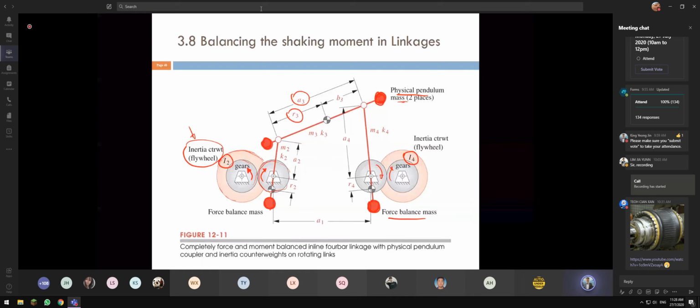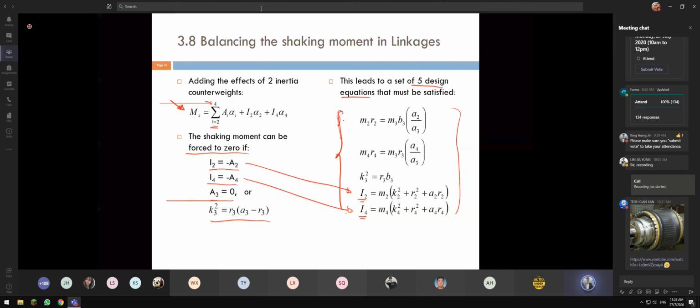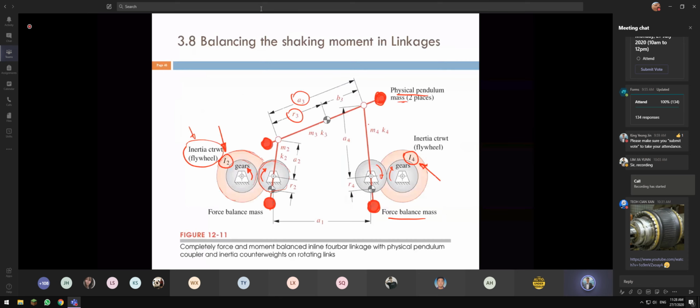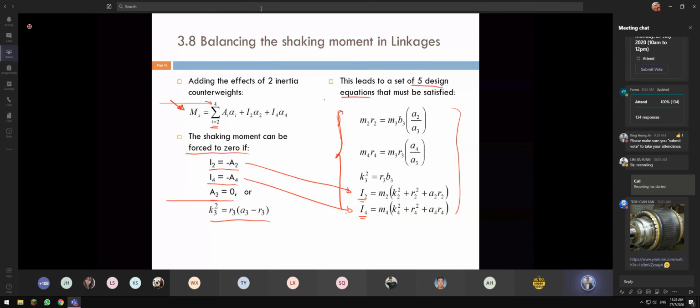Okay. So there are a few things we are trying to do here. The 5 equations will tell us what the I2 and what the I4 should be. And then what the mass moment of inertia should be for link 3, link 2, and link 4. So with all this done, we will be able to balance the shaking moment.